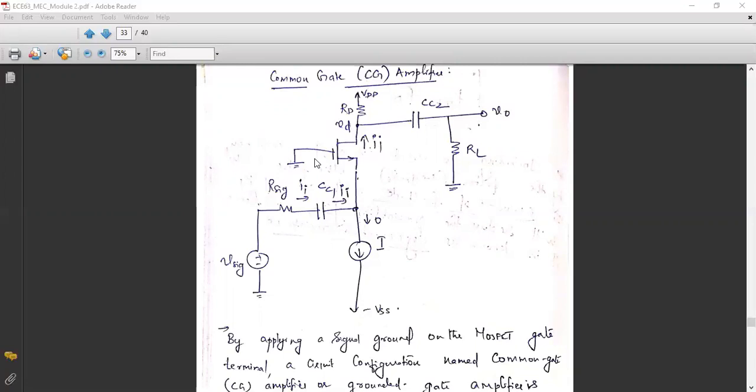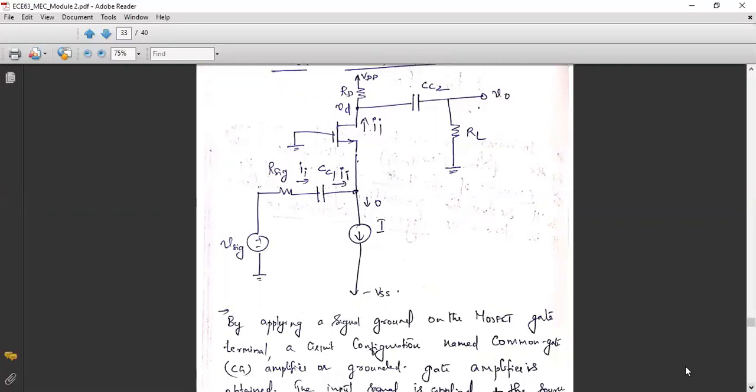Clear, no? And as you can see from this figure, you have used a constant current source for the biasing technique, which is the most feasible or the most popular technique of biasing, because by using this constant current source, we will be able to fix the Q point in the saturation region.